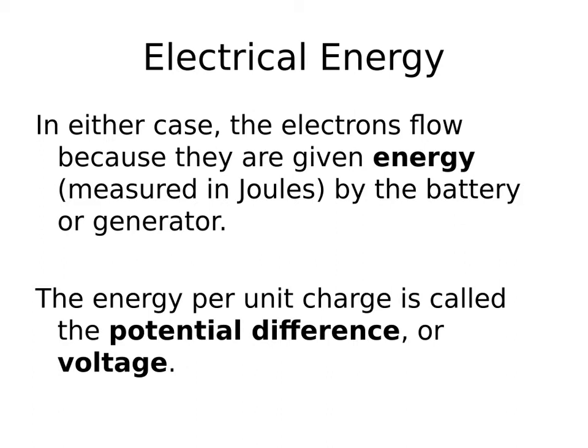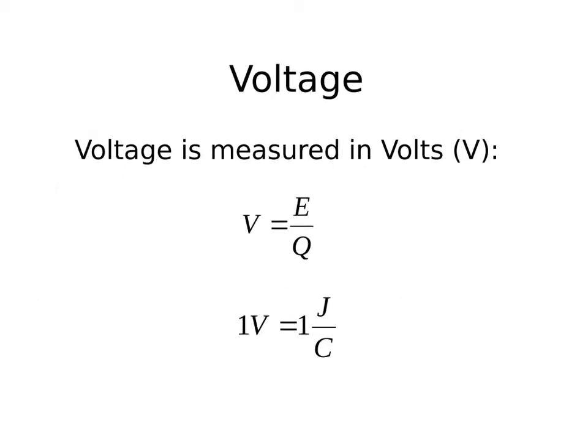Regardless of the type of current you're talking about or the definition you use, electrons are flowing because they're given energy by the battery, measured in joules. In the case of the photograph we just saw, the energy was provided by that battery, but it could be provided by a generator or some other device, like a solar panel. The energy per unit charge is called potential difference. That's often called voltage. I'm sure you've heard that term before.